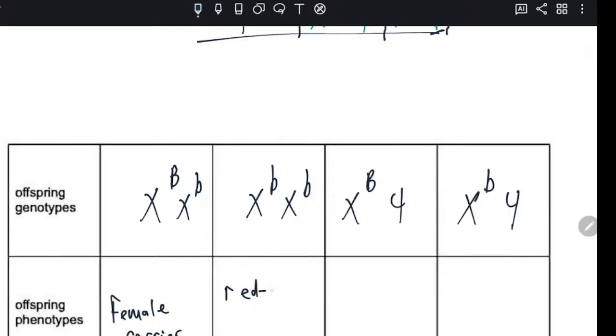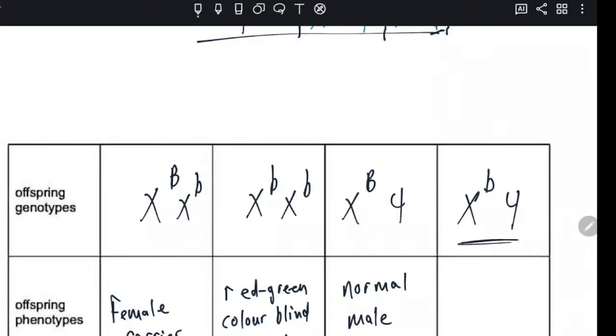So it's red-green colorblind female. Then X big B and Y, this is going to be a male, a normal male. He's not even a carrier because he doesn't have that small b. It's a normal male. Then this is going to be a red-green colorblind male.